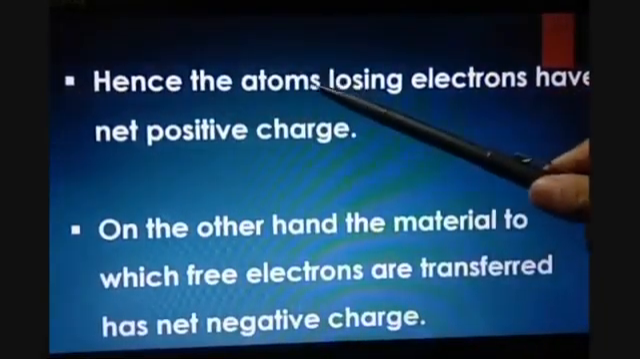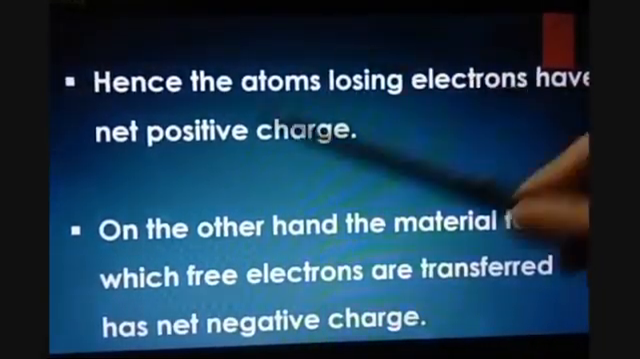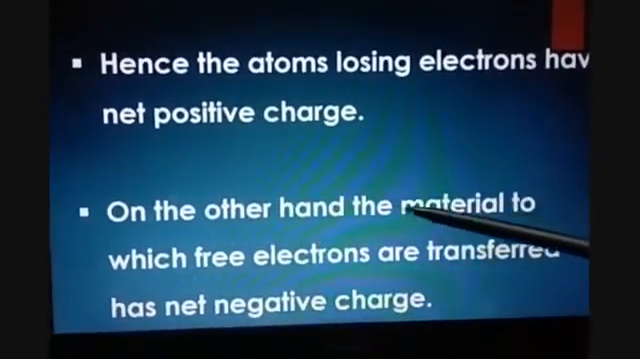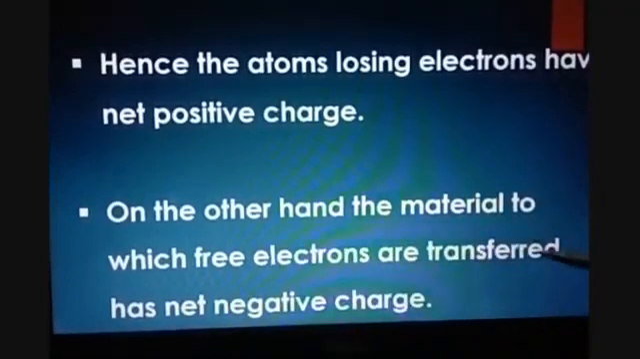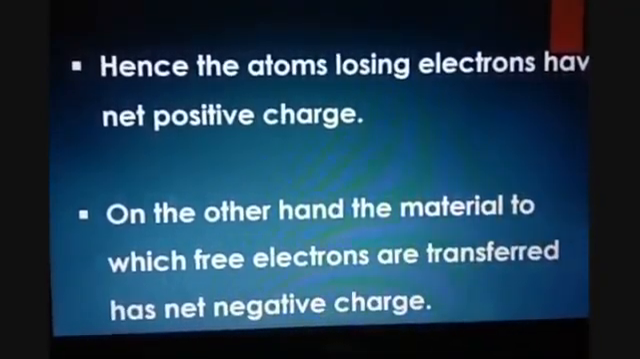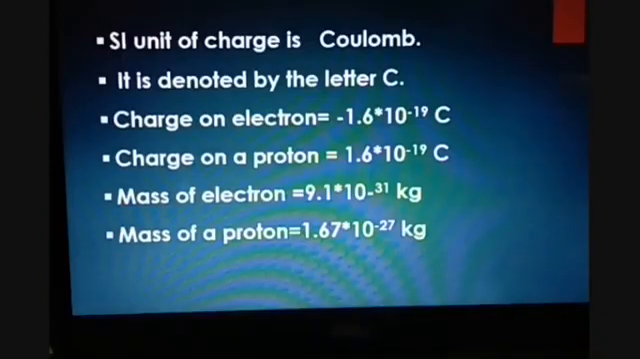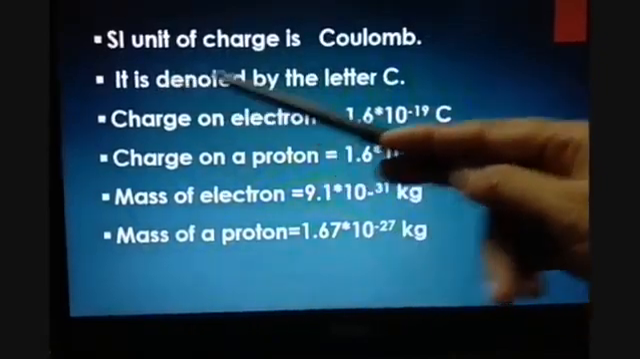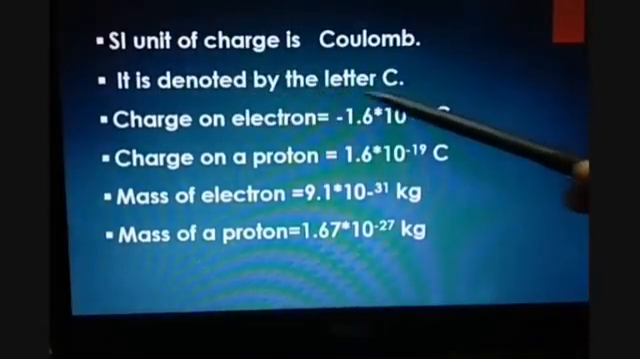Hence, the atoms losing electrons have net positive charge. On the other hand, the material to which free electrons are transferred has negative charge. The SI unit of charge is coulomb, and it is denoted by the letter C.